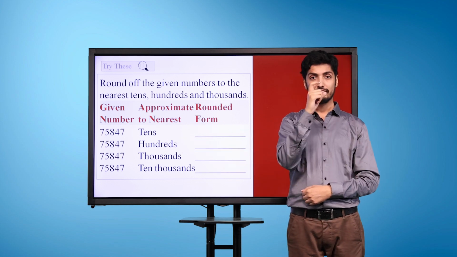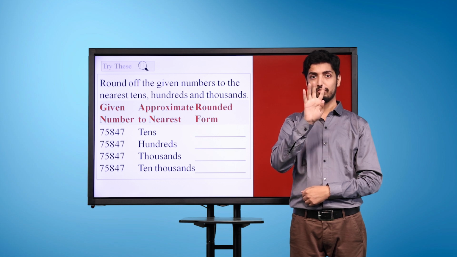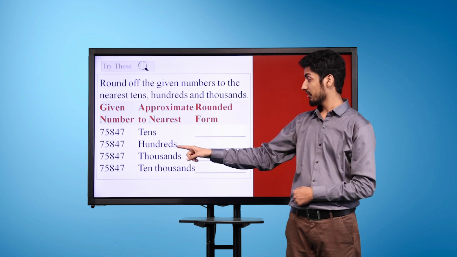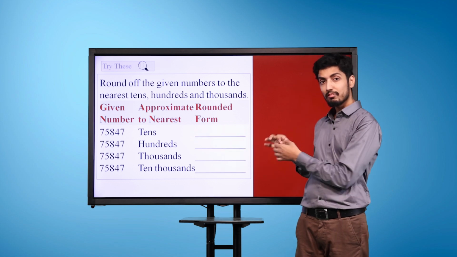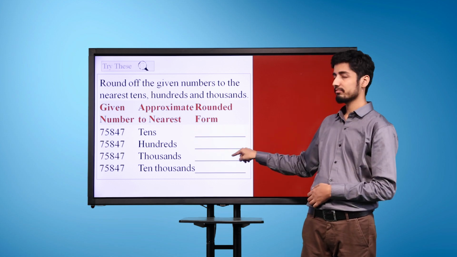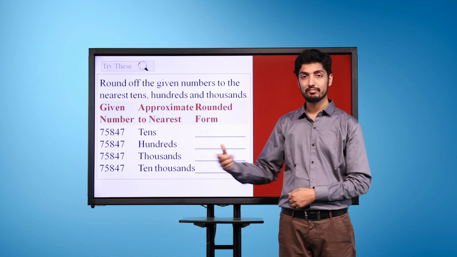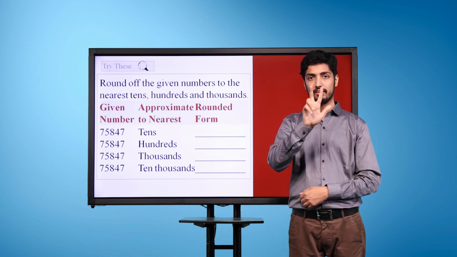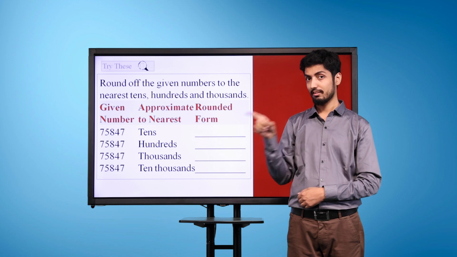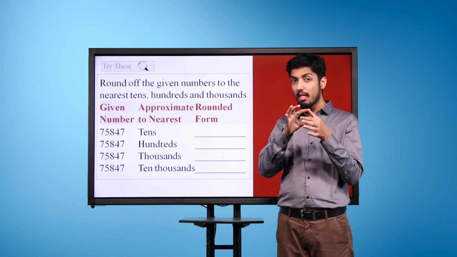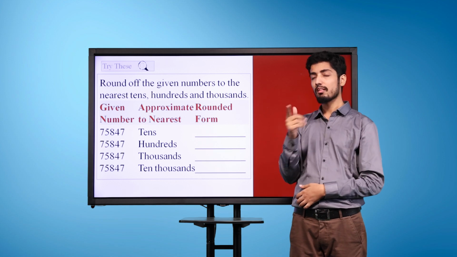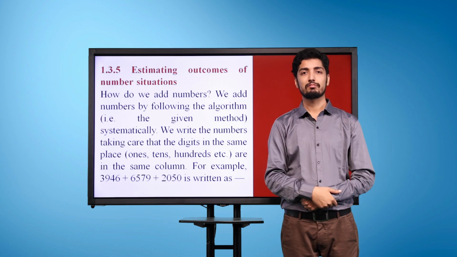Given number 75847. Approximate to nearest thousands. Rounded form dash. Given number 75847. Approximate to nearest 10,000s. Rounded form dash. Write all the 4 answers in the blank spaces provided.